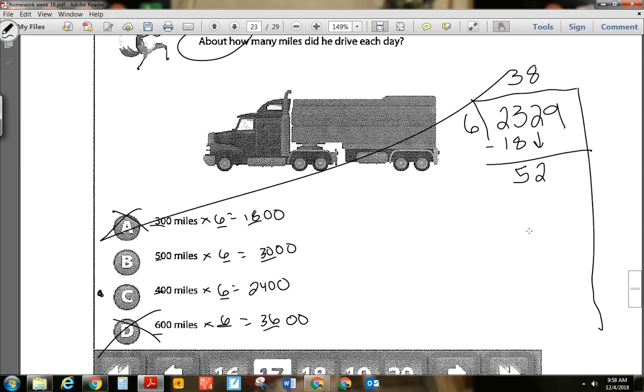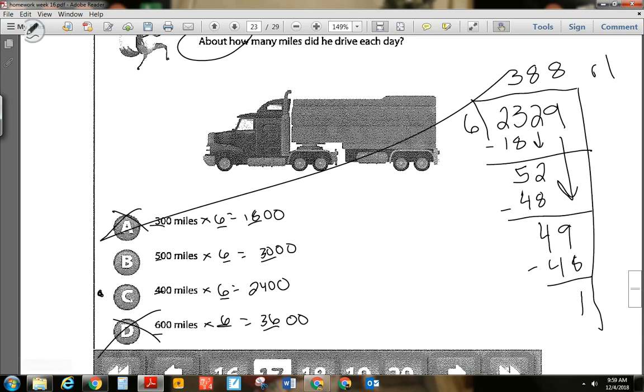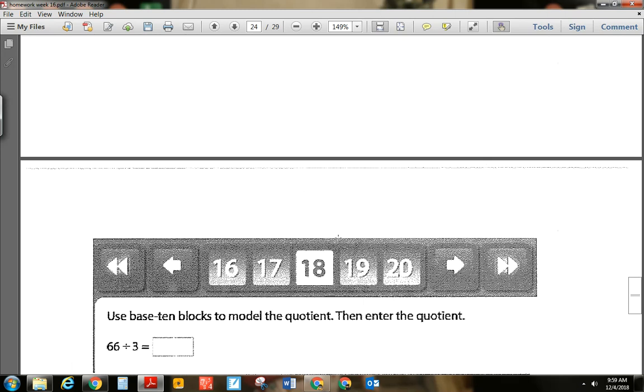8. 6 times 8, or 8 times 6, is 48, and I subtract. What's the difference between 52 and 48? Count up, 49, 50, 51, 52. It's 4. Now I bring down 9. How many 6s fit into 49? Well, 8. 6 times 8 is still 48. I'll have 1 left over, so overall this truck driver drove 388 miles each day, and then he would have had 1 mile left over. So 388 is closest to 400. So that's the about.